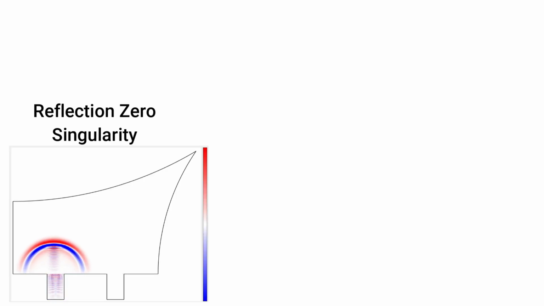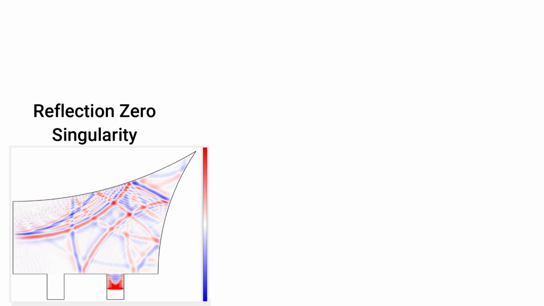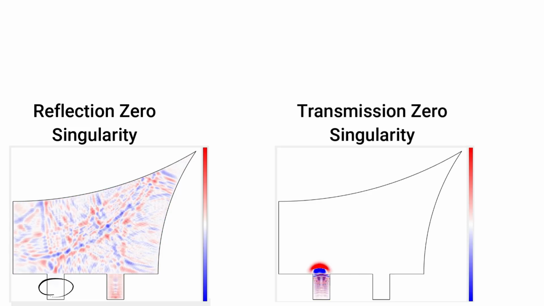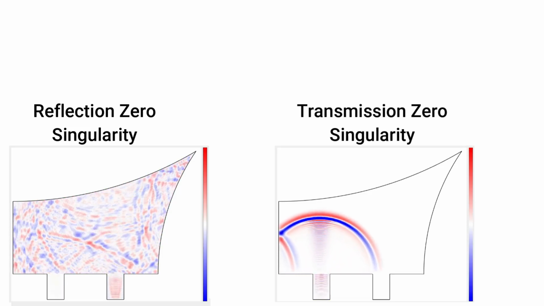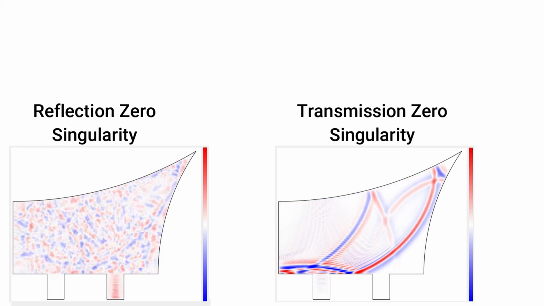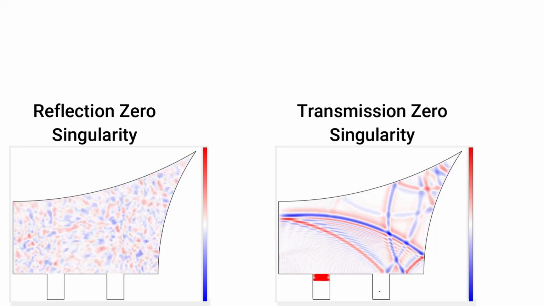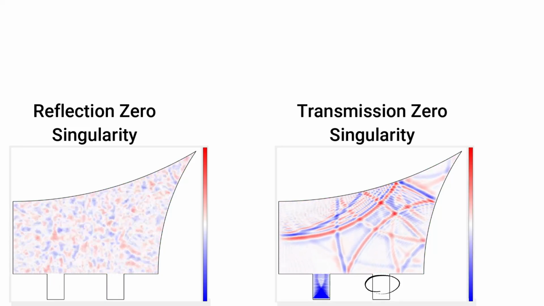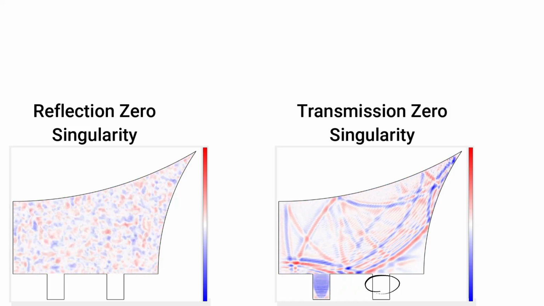Scattering singularities occur when a scattering process, such as reflection or transmission, exhibits total cancellation due to wave interference. Examples of scattering singularities include reflection zero singularities, where none of the energy injected into one port of a system returns to the same port. A transmission zero singularity is where none of the energy injected into one port of a system comes out of a separate port.